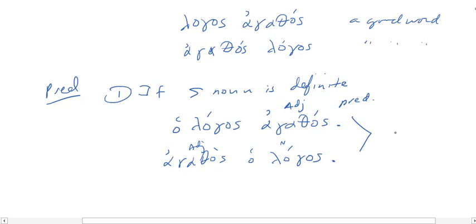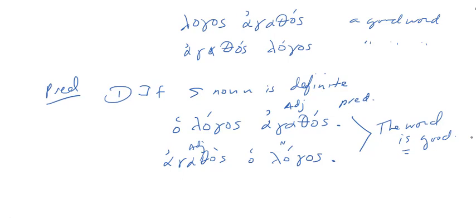How am I going to translate both of these? They'll both be translated the same way. The word is good. If you keep the word order of the second one, good is the word, but that's saying the same thing, isn't it? So if the noun is definite and the adjective is not, it is predicate. If you know the noun is already definite, and then you have an adjective that doesn't have the article in front of it, okay, it's going to be predicate under one other condition, which you already know. What case must predicate adjectives always be in? It's got to be nominative, right? It's got to be nominative.